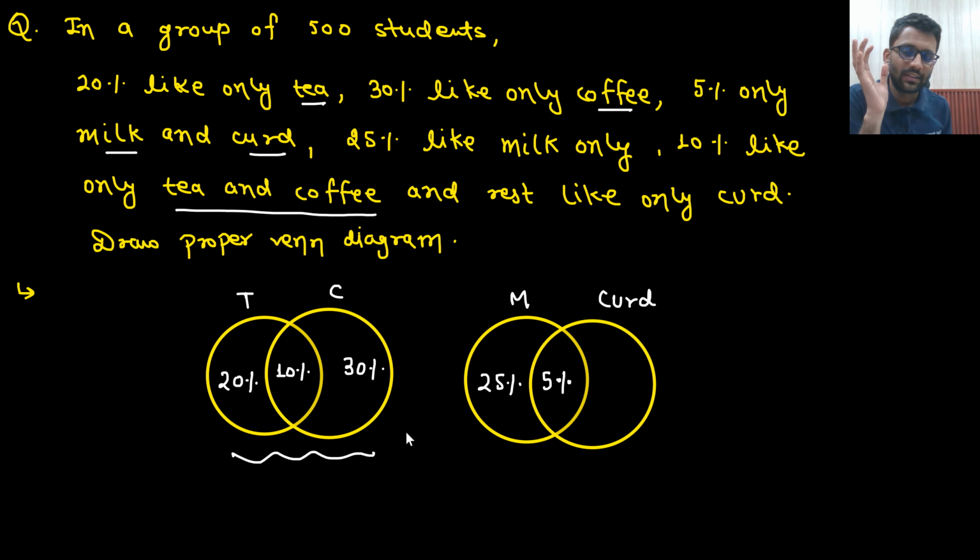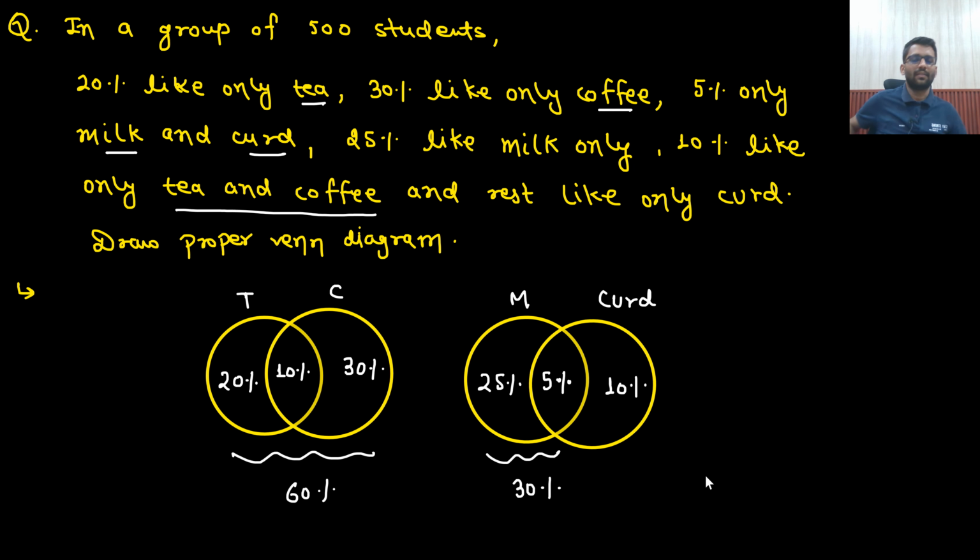So what are these? These are 60%, and these two are 30%. So 60 plus 30 is 90. So there are 10% who like only curd. That's it. Now they can ask you any question from this one, like find the number of people who like which one. You have drawn the proper Venn diagram now, right? 20%, 10%, 30%, 25%, 5% and 10%.